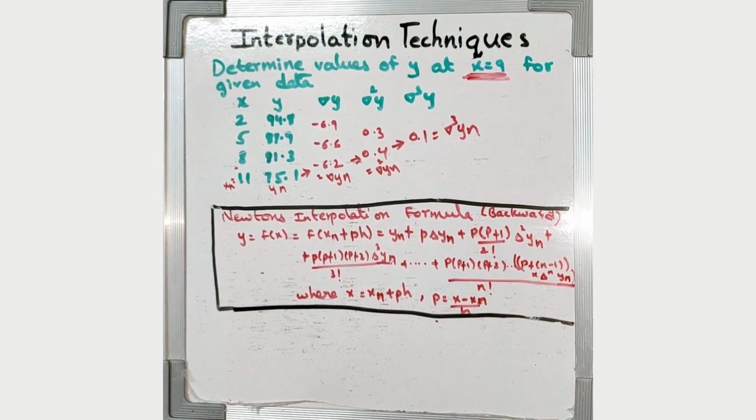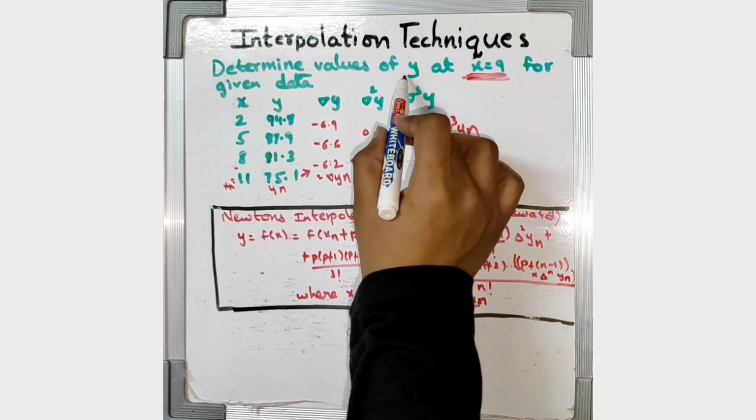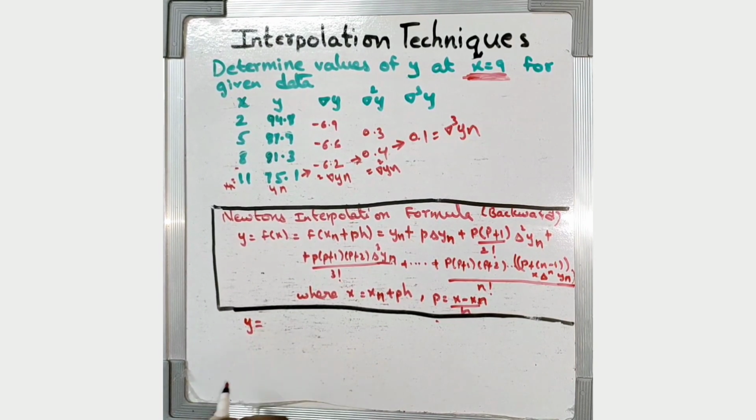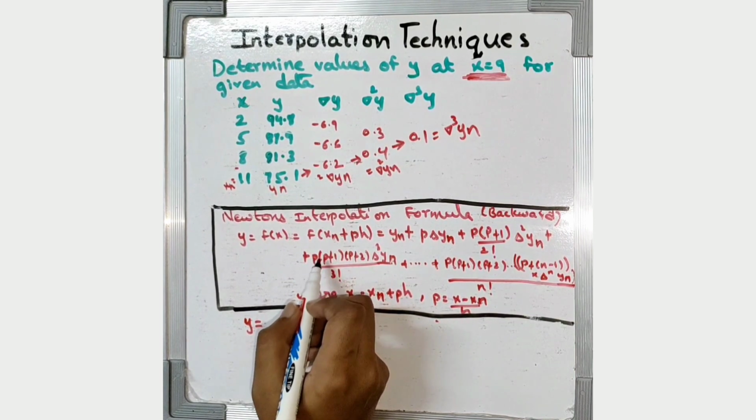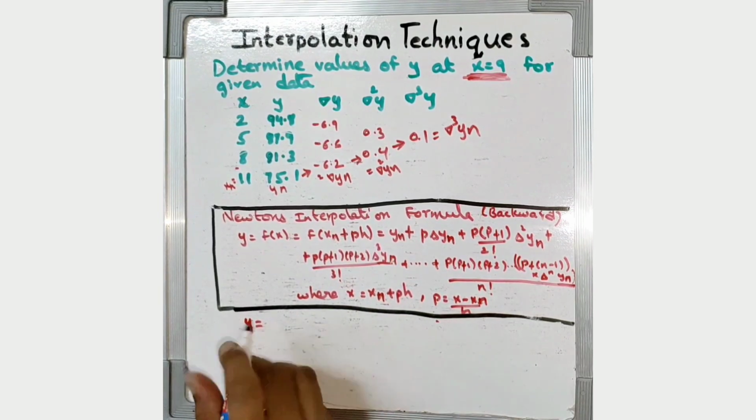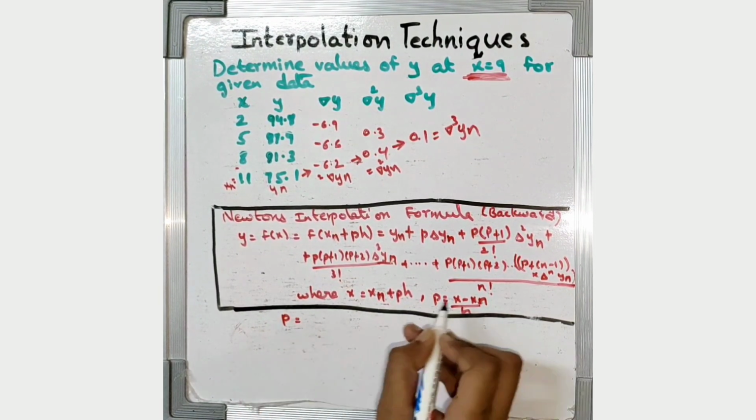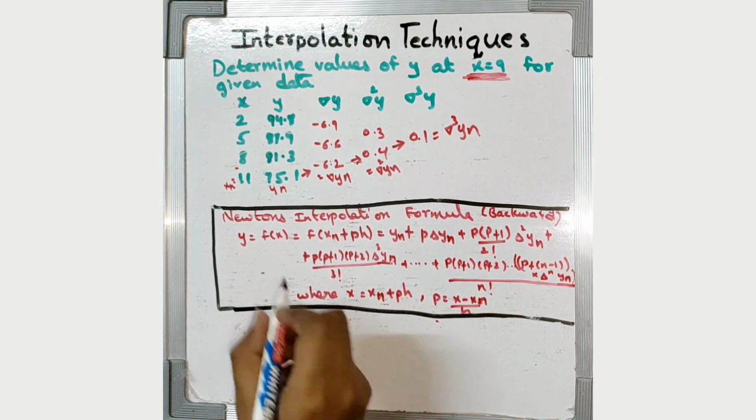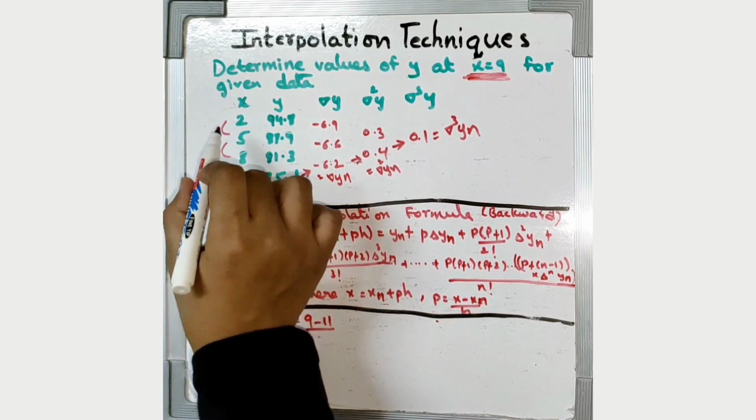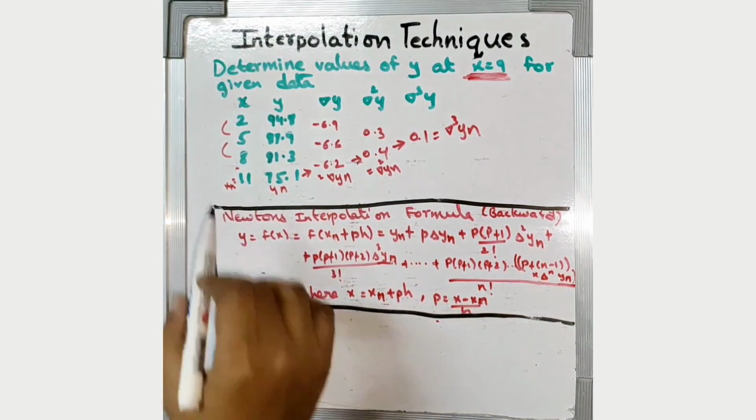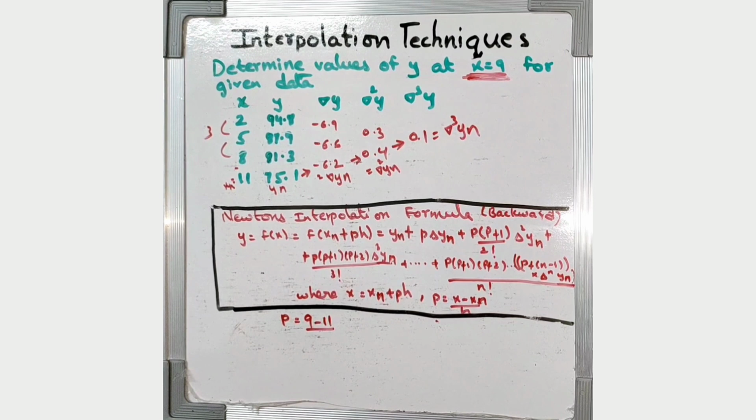Now you have to calculate the value of y using Newton's interpolation backward formula, that is y equals f of xn plus ph. Just substitute the values and go. First we will calculate the p value. P is x minus xn divided by h. X is 9 and xn is 11. H is the difference between these values, which is 3. Therefore the value of h is 3.